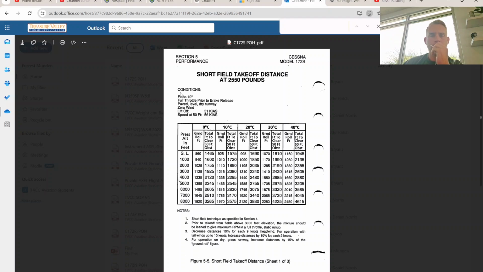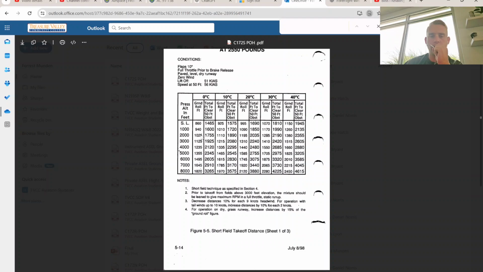First things first, I want you guys to pay attention to the conditions. These are flaps 10 degrees, and this is just telling you how to do a short field, but we're not doing a short field. Liftoff is 51, but you don't need to pay attention to this. Just know that these are the conditions for a short field, but we're just using these numbers to give us the highest safety margin.